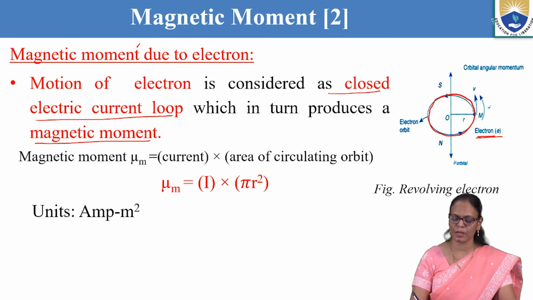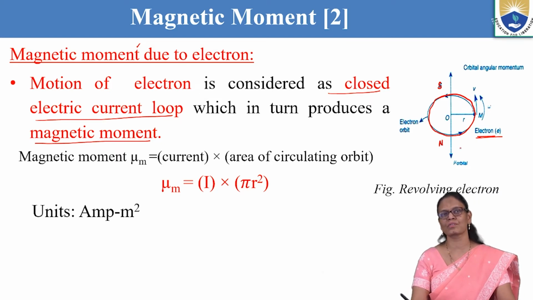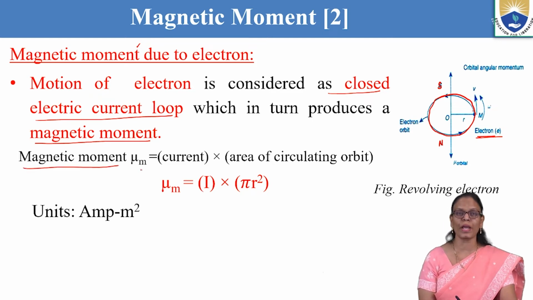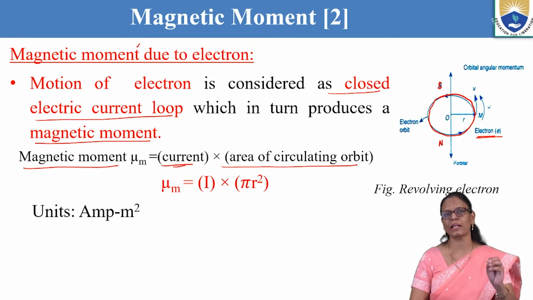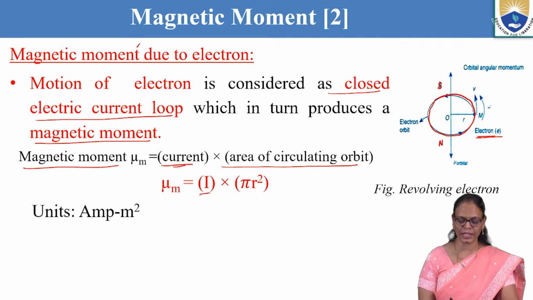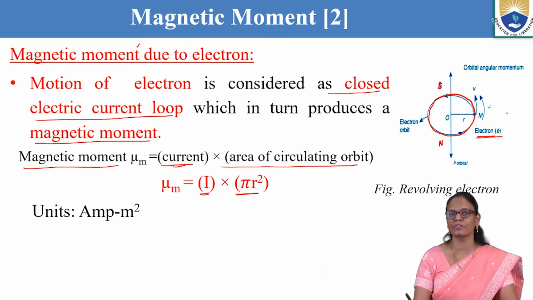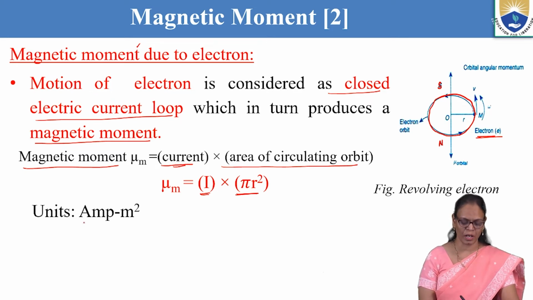So here we show the North Pole and the South Pole, how they are induced when the electron is moving in this direction. When the direction changes, the direction of the magnetic moment also changes. And the magnetic moment mu m is the current multiplied by the area of the circulating orbit. I is the current here, and pi r square is the area of the circular orbit in which the electron is revolving. So mu m is equal to I into pi r square. So the units will be what? Ampere meter square. Current is measured in ampere and the square of the radius is expressed in meter square.